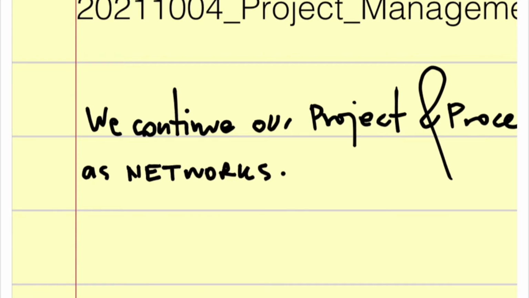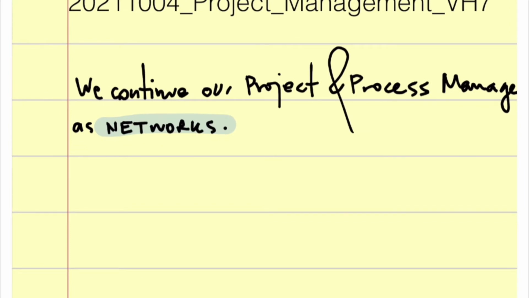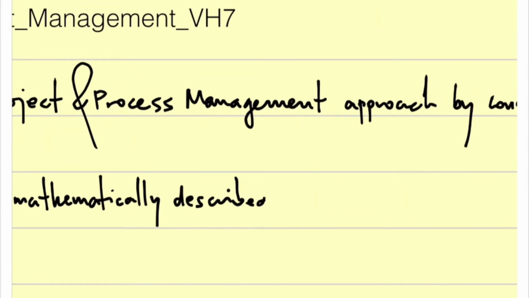And this word is going to be very important, a network. So first we describe what a network is, and then we prove that both projects and processes can be described as such. Intuitively, a network can be mathematically described as a graph.